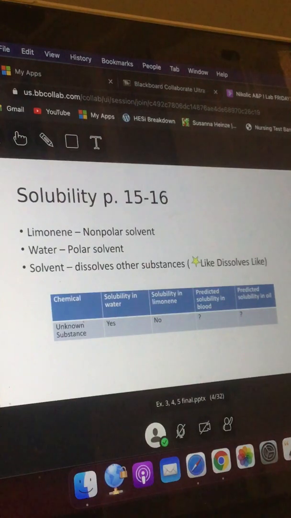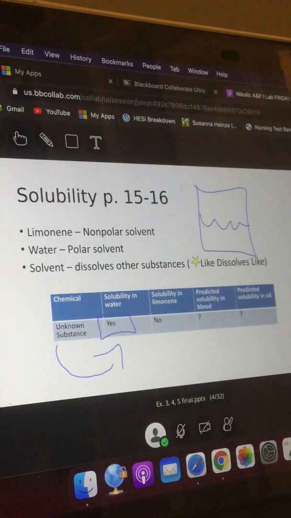So let's take a look at what we can deduce from what happens in our experiment. All right, guys, so if I put my unknown substance into my water, which is solvent, and it dissolves, what does that tell you right off the bat about this unknown substance? What is it? It's polar, right? How do you know? Well, because we know water is a polar substance and like dissolves like. Boom, we're done. We just figured that out.